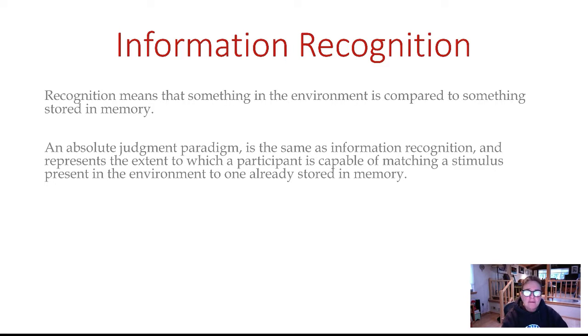So I want you to think back to our lab experiment when we did use the Weber constants. When you had both constants, one in each hand, you were involved in an information comparison task. When you were given one of the constants and then you were given a trial weight after the constant was taken away, that was an information recognition task.